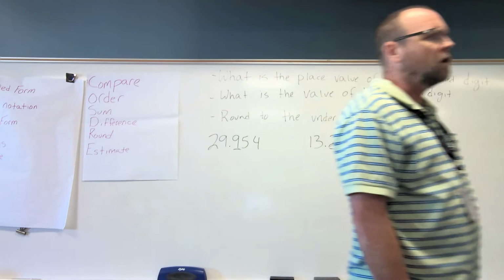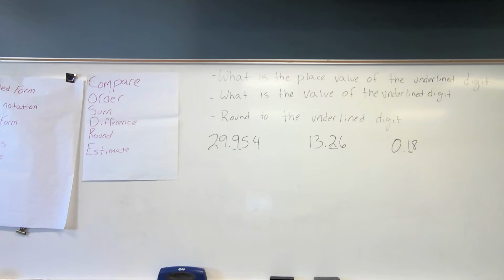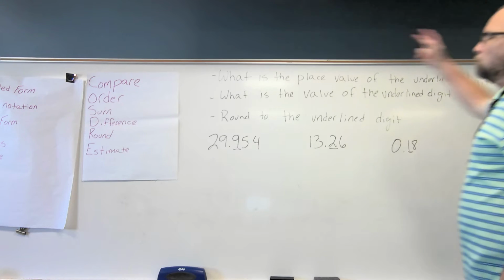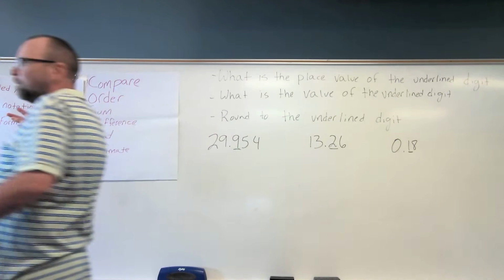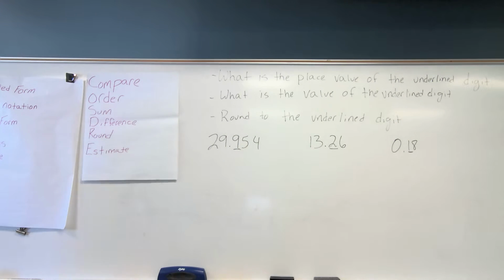We're going to work on these three numbers. Each of those numbers has three things you have to do with it. First, we're going to identify the place value of the underlined digit. And because we get a little confused on place value and the value of the digit, we're also going to find the value of the digit, and then we're going to round it.